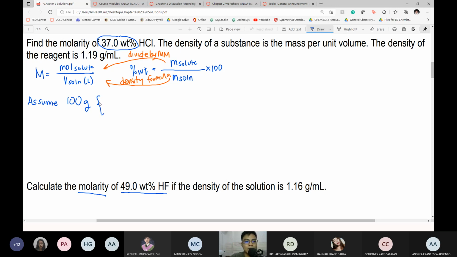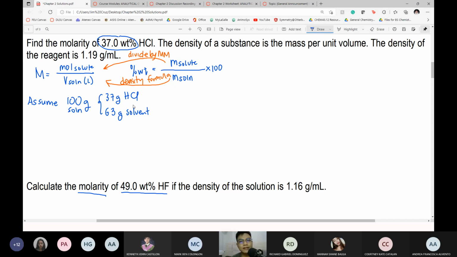Meaning that if we have 100 grams solution, 37% of it is HCl, which corresponds to 37 grams. Okay? So, ibig sabihin, if we have 100 gram solution, 37 grams noon HCl. The rest ay solvent. Okay? So, yun yung pwede natin gawing assumption. We can assume that the solution is 100 grams. Meaning, makukuha natin yung grams ni HCl. Kasi 37% ng 100 is 37 grams. Di ba? So, yun na yung mass ni HCl.